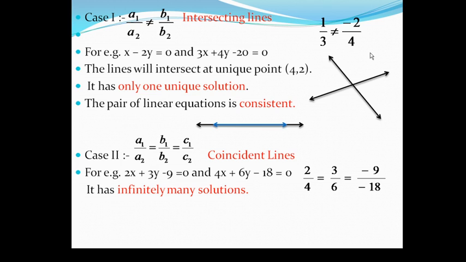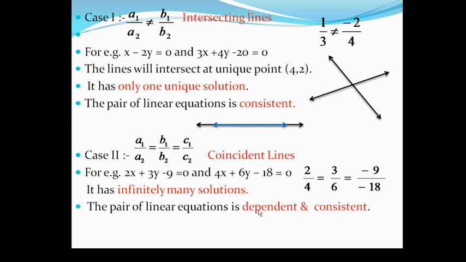In the previous case only one point was there where both the lines were intersecting each other, so only one solution was there. But here infinitely many points are there at which both these lines intersect each other, so the solution is infinitely many solutions, and since it has a solution, it will also be consistent. The pair of linear equations is dependent and consistent. I hope both the cases are clear to you.